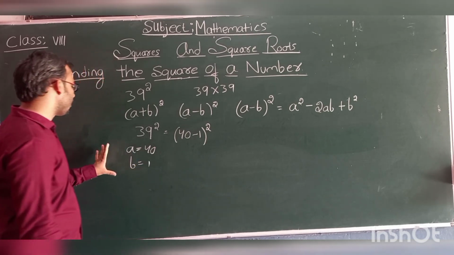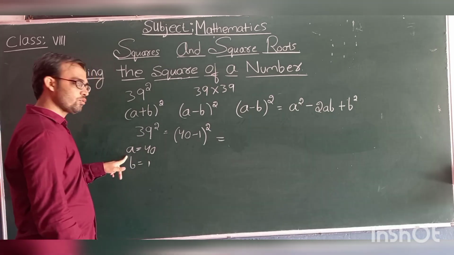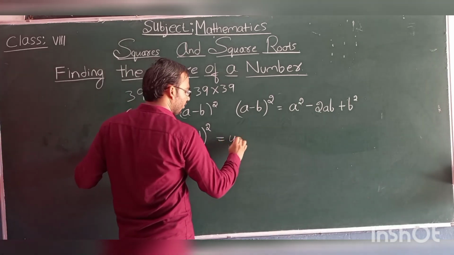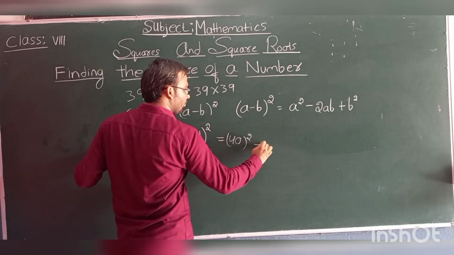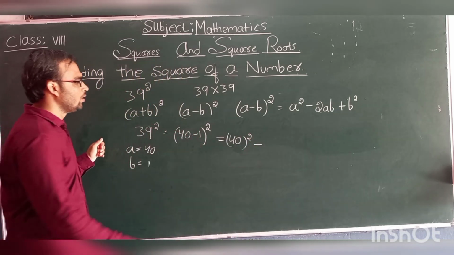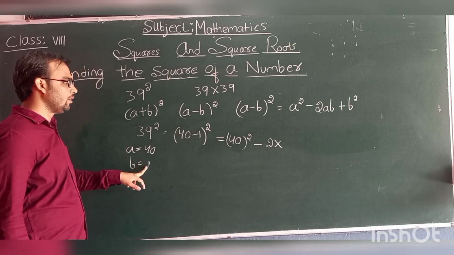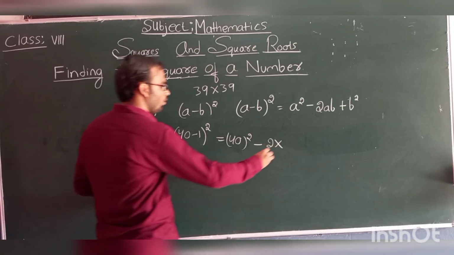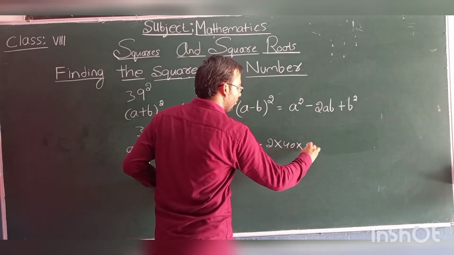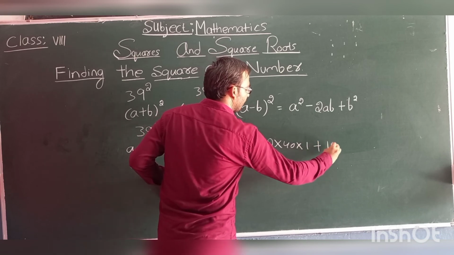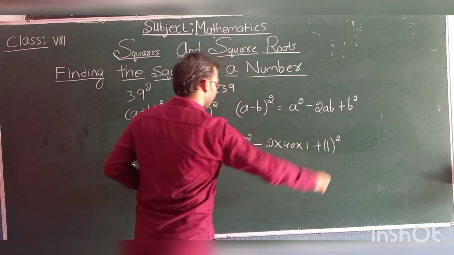Now we'll put these values of a and b in the formula. A square means 40 square, minus 2 into a, that is 40, into b, that is 1, plus b square, that is 1 square.